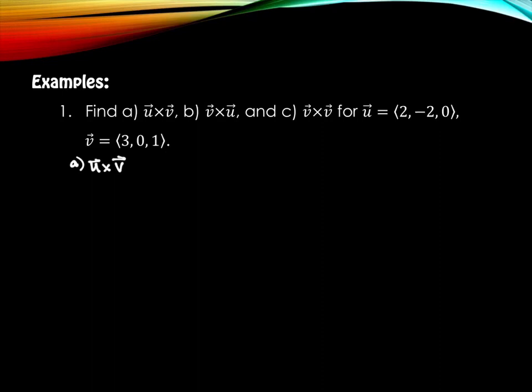So if I'm doing U cross V, I'm going to write out a vector. I'll actually write it above, in this space above, we've got some space. So I'm going to have the IJK. And then I'm going to have U in the middle. So U is 2, negative 2, 0. And I'm going to have V at the bottom, 3, 0, 1.